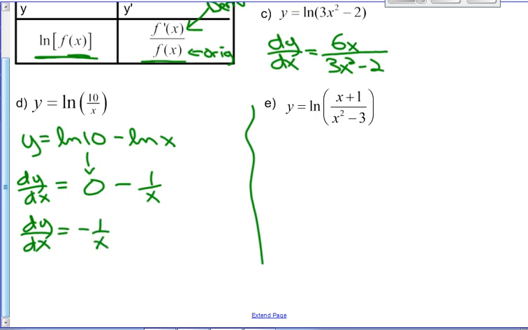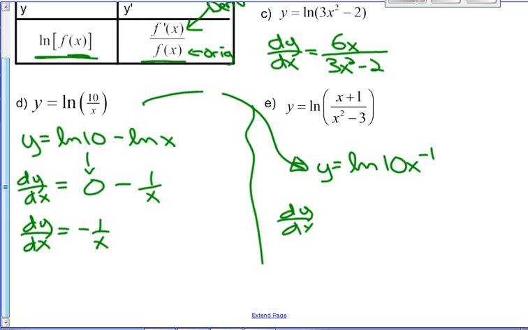For comparison, if we were to do it the other way, and I'm going to erase this in a second, we'd have to think of this as y equals ln of 10 times x to the negative 1. And then I'll put my original on the bottom, and its derivative, which would be minus 10x to the negative 2 on the top. And then I'd have to mess with things. 10 divided by 10. Those are gone.